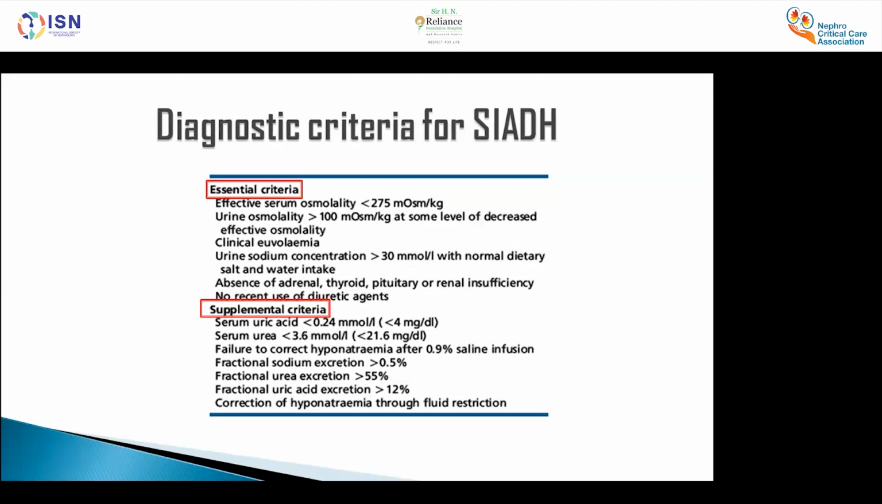Another supplemental criteria is serum uric acid less than 4 mg per dl, serum urea less than 21.6 milligram per dl, failure to correct hyponatremia after normal saline infusion, and other 4 factors which are not usually practiced.